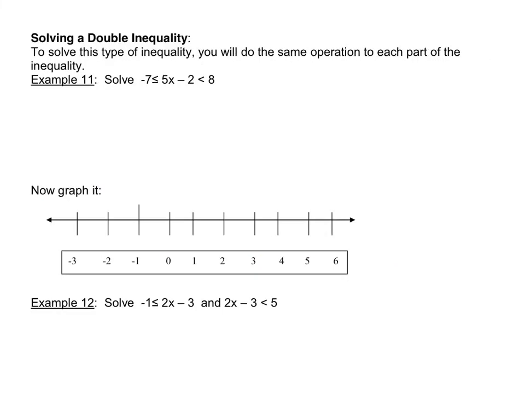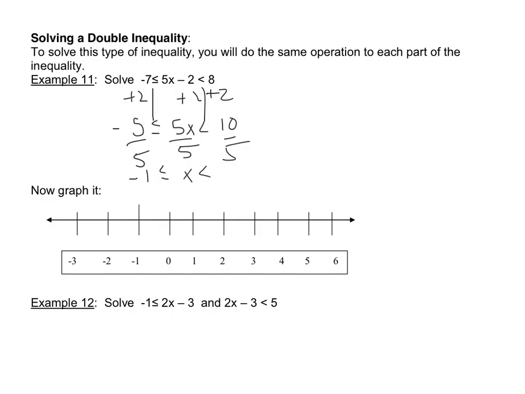Alright, so it says to solve this type of inequality, you'll do the same operation. So here's the thing, draw the double lines here. Start on the inside, work out. So add 2 everywhere. Divide by the 5. So I get negative 1 less than or equal to x less than 2. So this is a less than or equal to. This one's a less than. Shade in between. Okay. This is an and statement.